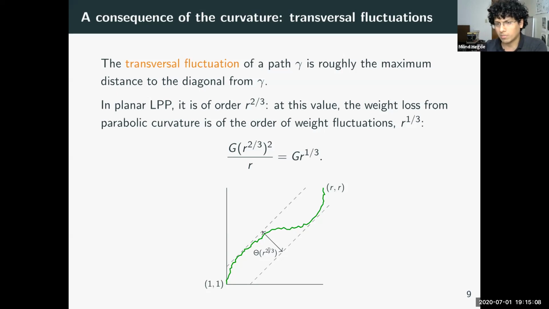And the reason is relatively easy to see if you accept the parabolic loss in weight as you go out. The loss in weight you suffer when you are out by order r to the 2/3 is exactly the same as the r to the 1/3 weight fluctuation. So r to the 2/3 squared over r, so that's z squared over r, is exactly of order r to the 1/3. Because these two exponents match at this value, this is what you should expect to see as the fluctuation level. So this will appear kind of implicitly at several points in our arguments, though not in the assumptions itself.